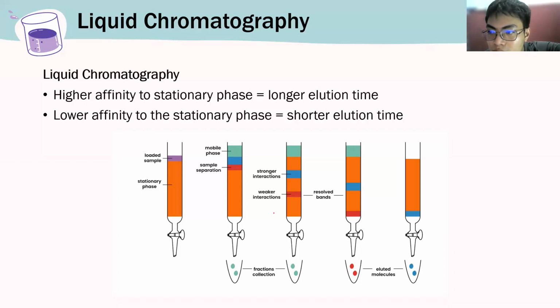So yung red dito, hindi niya kilala yung stationary phase. So dire-diretso lang siya palabas. No? On the other hand, yung blue, best friend niya yung stationary phase. No? So tagal nila mag-usap. So kaya ang tagal niya makalabas. No? Parang ganun lang. Chismis lang. Chismis lang ang ginagawa nila. Okay? So that's the logic.